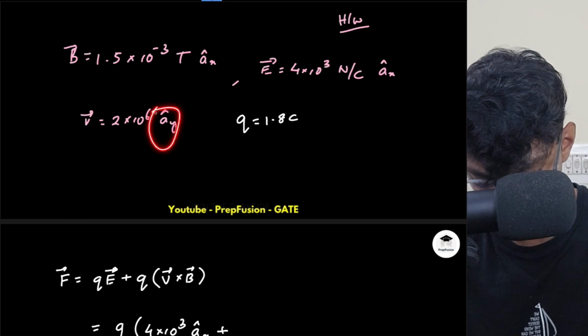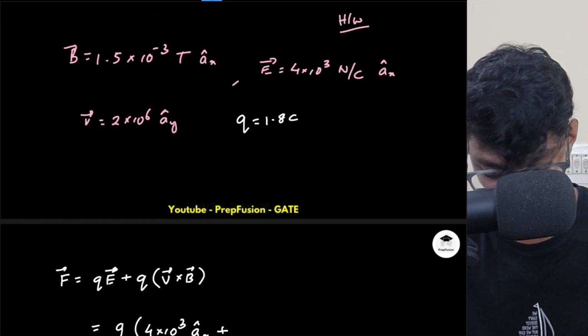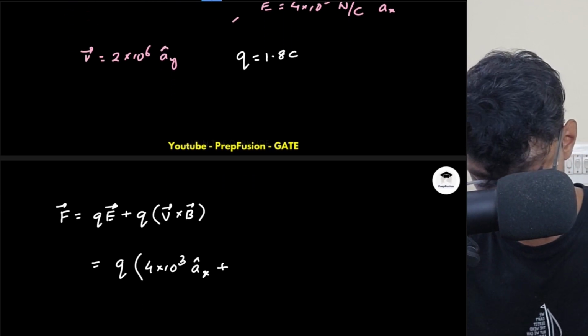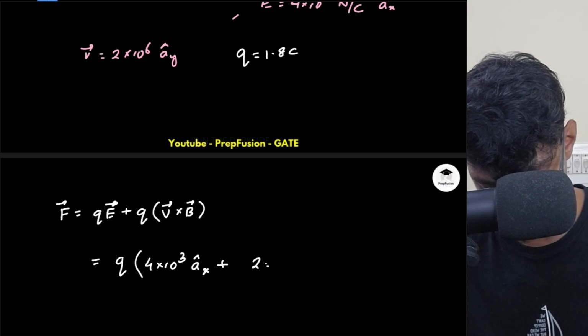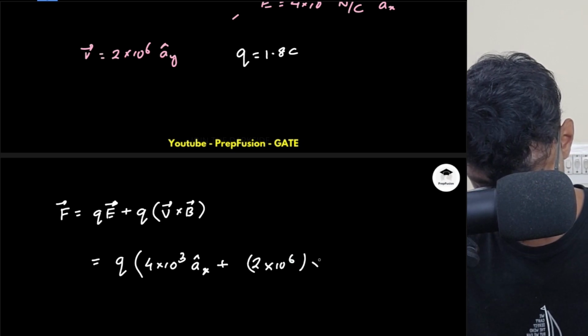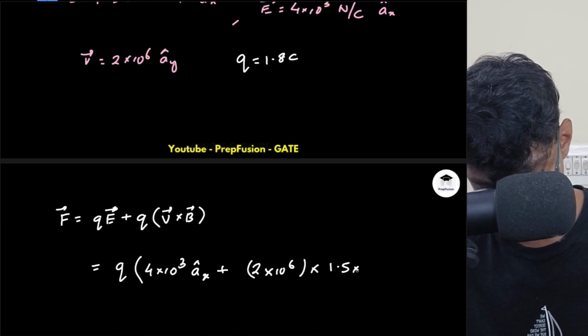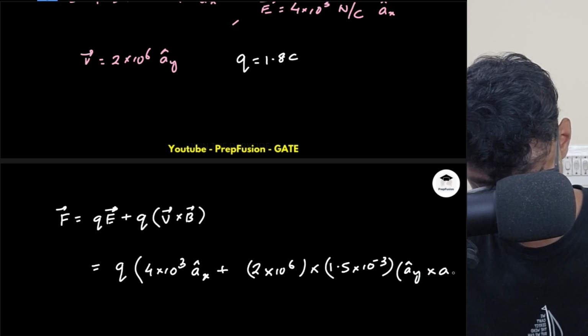V is in the AY cap direction and B is in the AX cap direction. So AY cross AX will be simply minus AZ, right? So I'll just write this thing down. It is 2.2 into 10 raised to power 6 into B, the constant. What is the constant? 1.5 into 10 raised to power minus 3 into AY, V cross B, right? AY cross B is AX.